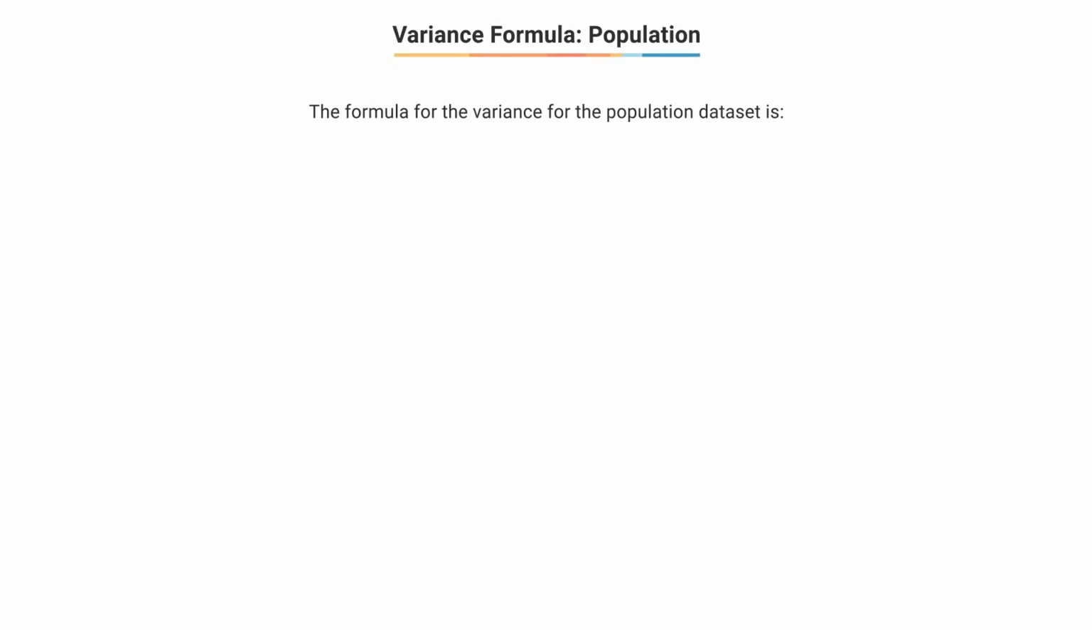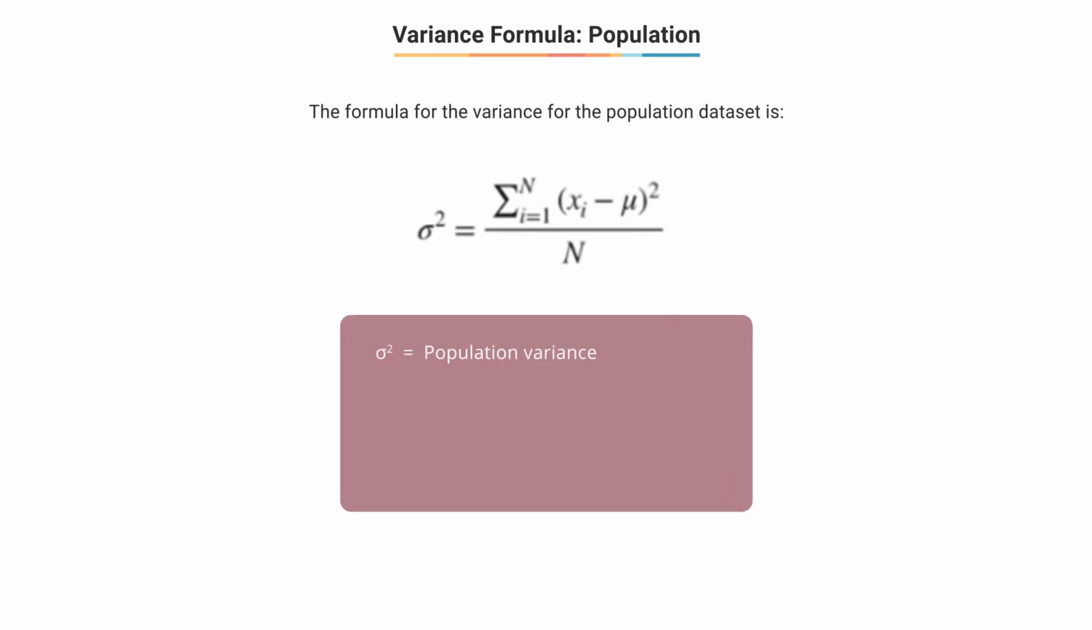Variance for the population dataset can be obtained using the given formula. Sigma squared represents the population variance. Sigma represents the sum total. N represents observations in the population. Xi is the ith observation in the population, and mu represents the population mean.